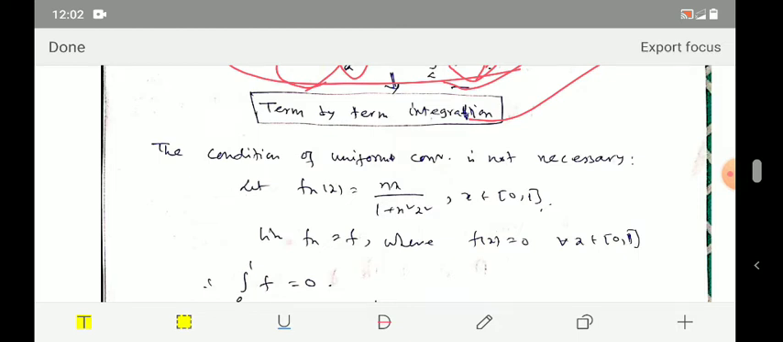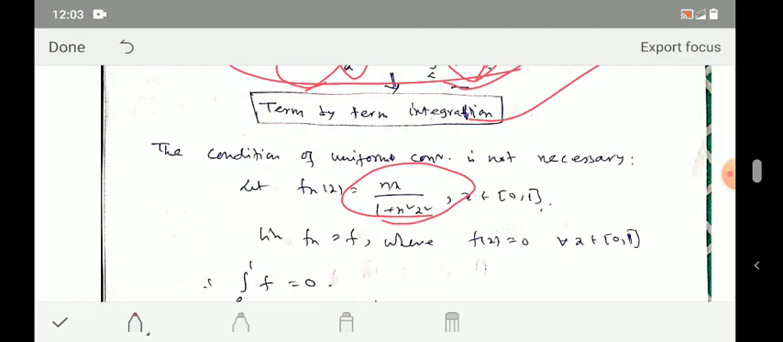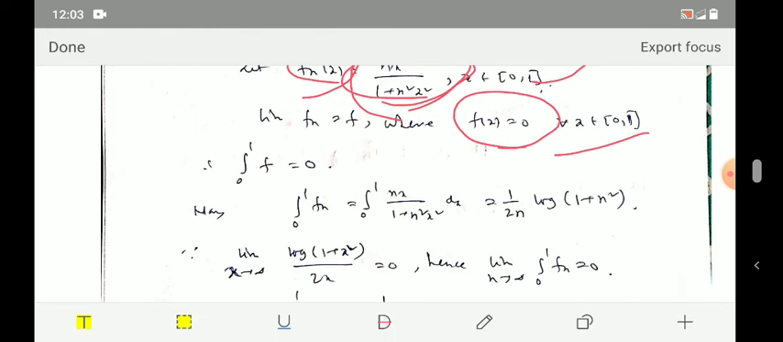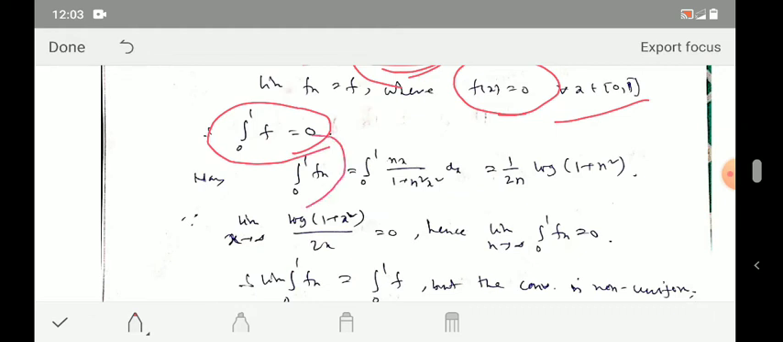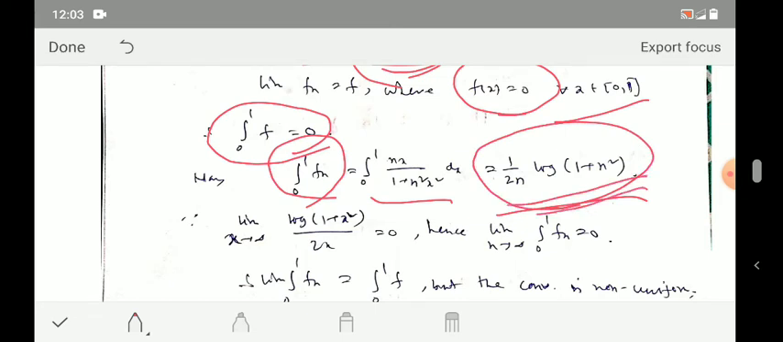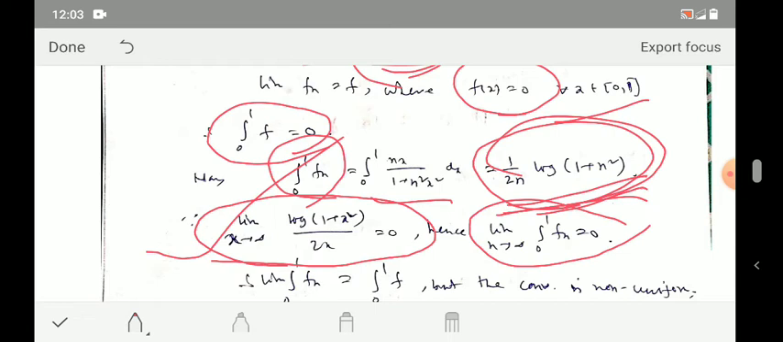For this we consider the same example, f_n(x) equal to nx by (1 plus n squared x squared) for x belongs to [0, 1]. We know that this sequence of functions converges pointwise to some function f, where f(x) equal to 0 for all x belongs to [0, 1]. Therefore the integration 0 to 1 of f(x) equals 0. But if we take the integration 0 to 1 of f_n, we have to find the limit as n tends to infinity of this. We know that the limit as x tends to infinity of log of (1 plus x squared) by 2x equals 0. You can use L'Hospital's rule to prove this. Hence by the sequential criterion we can say that the limit as n tends to infinity of the integration 0 to 1 of f_n, that is 1 by 2n log of (1 plus n squared), becomes 0, that is the equality occurs.